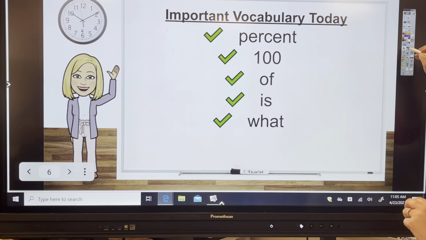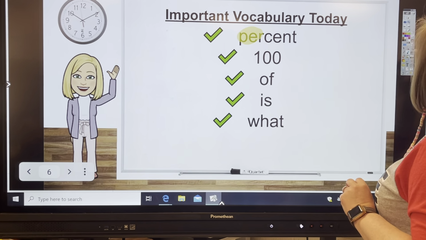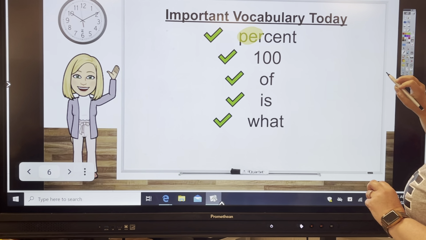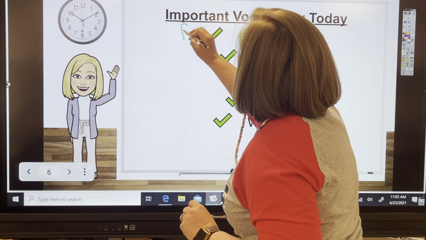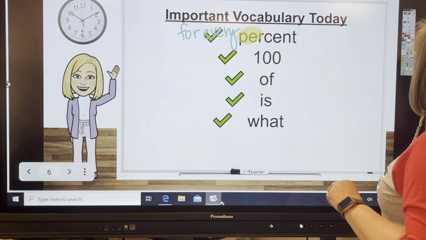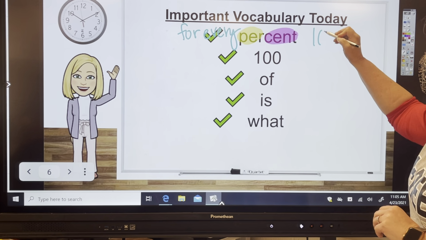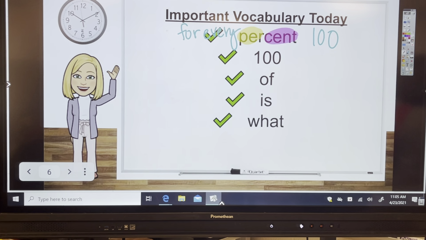All right, what did we say that the word percent means? What does per mean? For every, or for each. What does cent mean? 100. Okay. So I have the number 100 up here because when we're talking about percents, the number that we're focusing on is per 100. 100 is the number that is the focus of this whole thing.